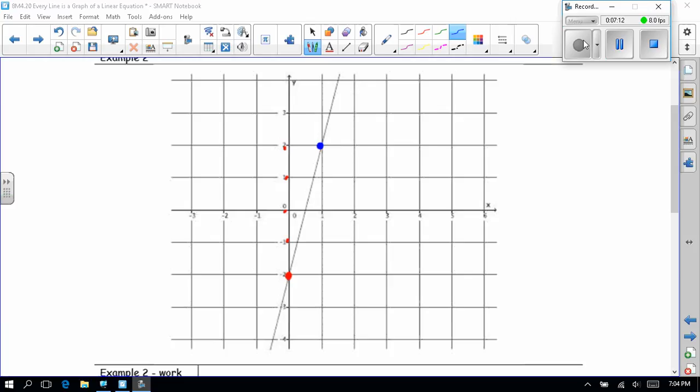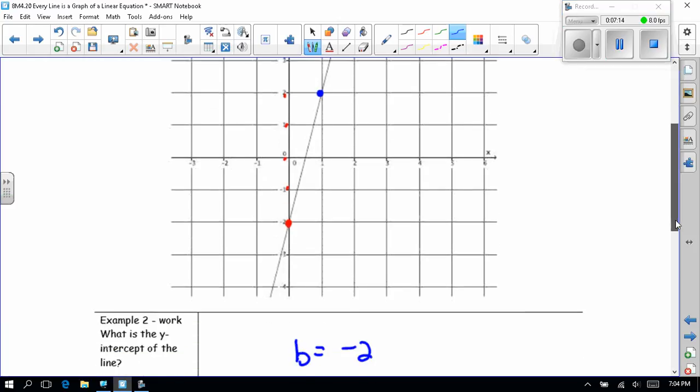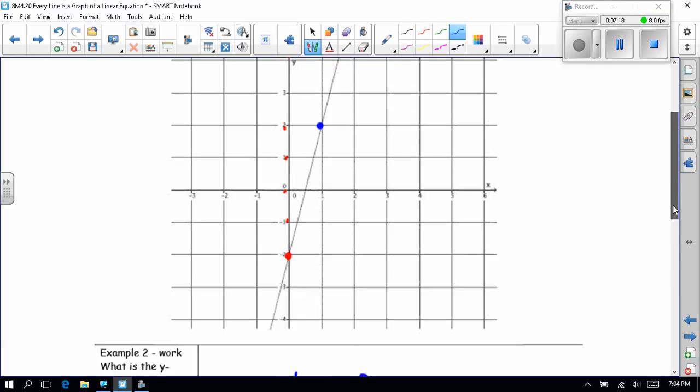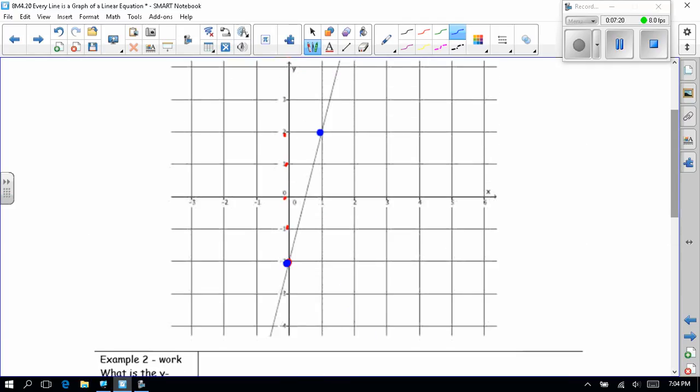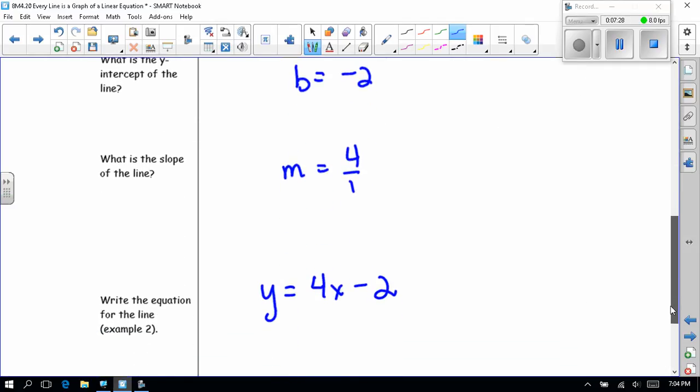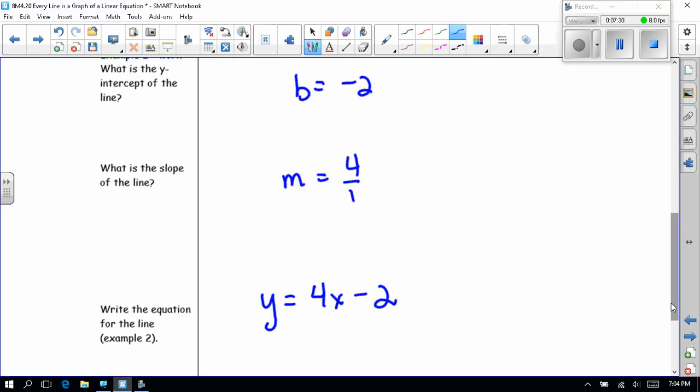All right, so hopefully you identified your y-intercept is -2. Your slope would be 4/1. So from here, you're counting out the 1, 2, 3, 4, and then right 1. And so if I use those two and write my equation, it would be y equals 4x minus 2. Go ahead and work on the next one.